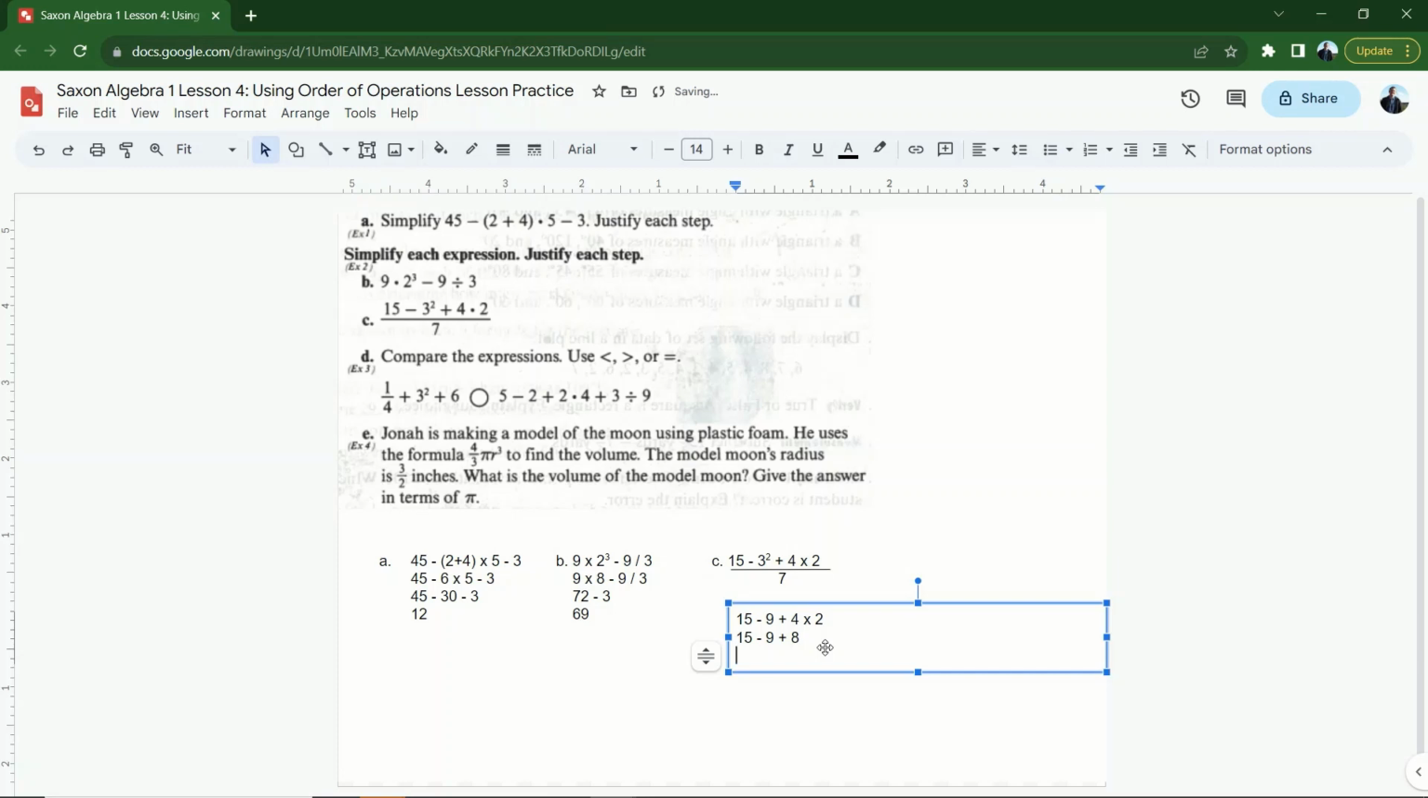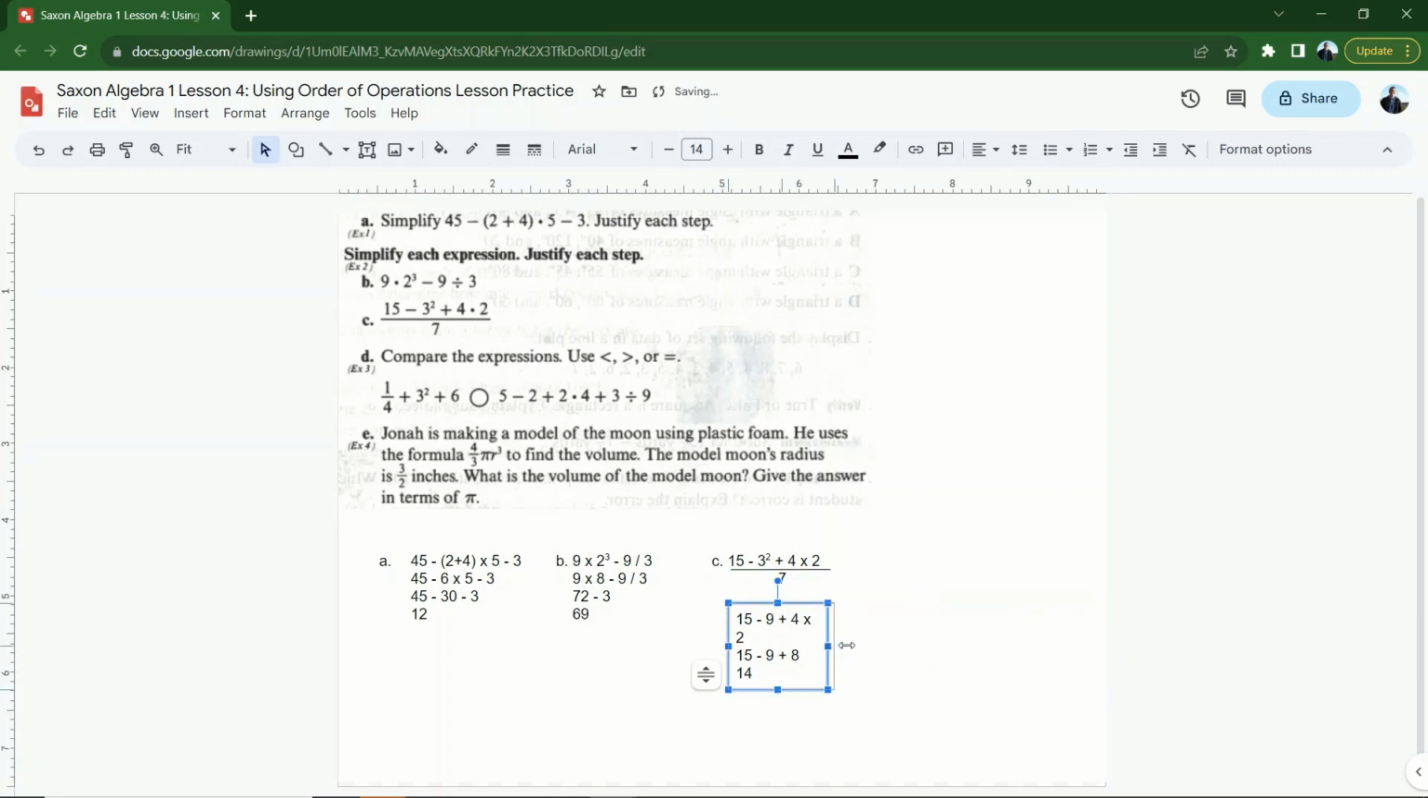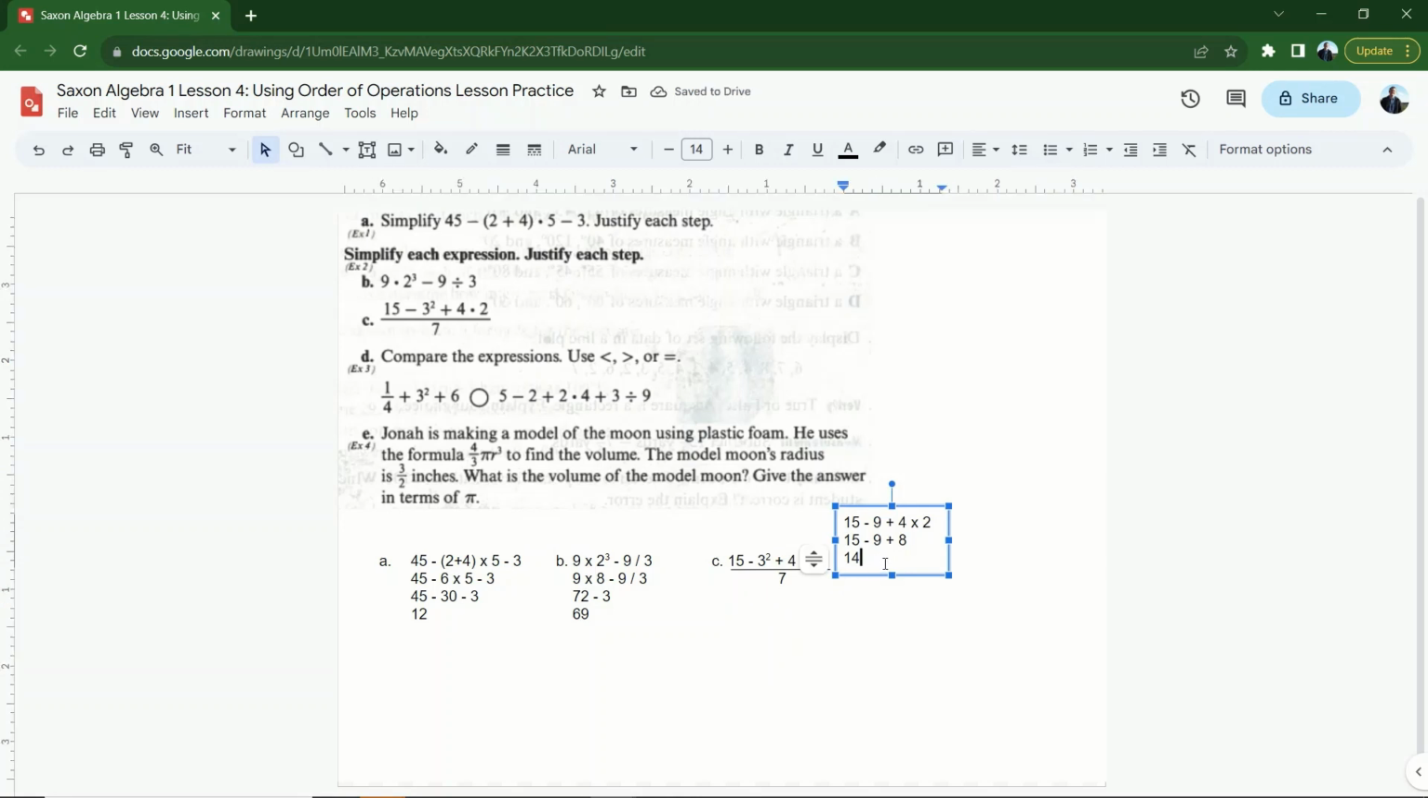And then I'm just going to add and subtract from left to right. 15 minus 9 is 6 plus 8 is 14. So on top of my fraction, I have 14. On bottom of my fraction, I have 7. So let me just move this over. I'm going to end up with 14 divided by 7. 14 divided by 7 is just 2. And I'm just going to put this down here.